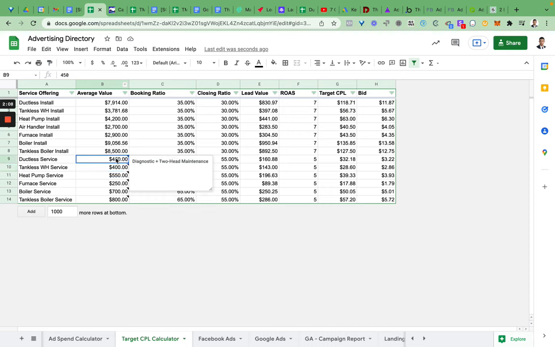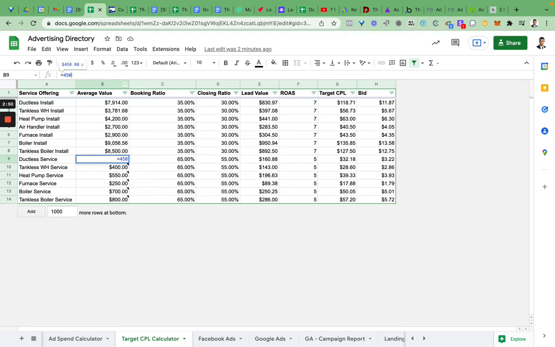So I'll show you what I base our numbers on. 2-head maintenance plus diagnostic. Diagnostic for us is around $100, and then for 2-head maintenance, I really just added in time. 2-head maintenance is going to be 2 hours of work for one technician, and 2 hours of work is $180 something per hour for the contractor, and then add that in. So it ended up being a little more than $460. I went down to $450 to make it even numbers. So that's how you set the job cost, or the average value for this specific type of lead.